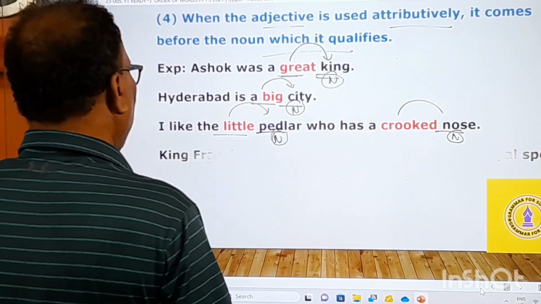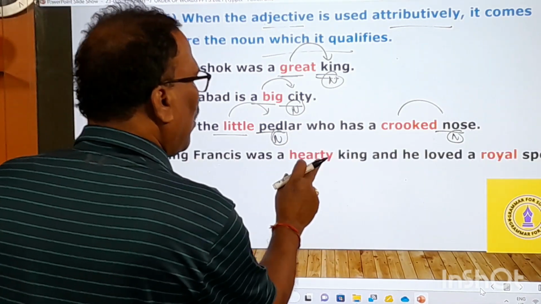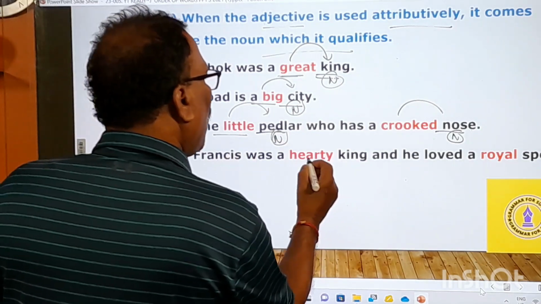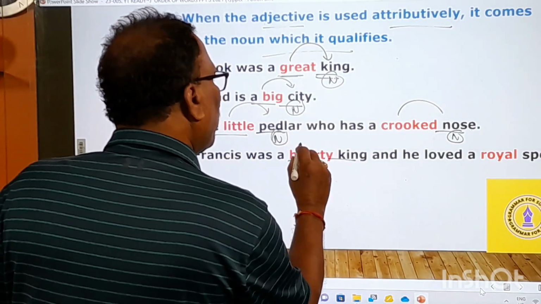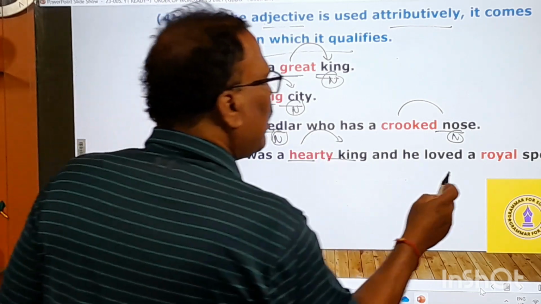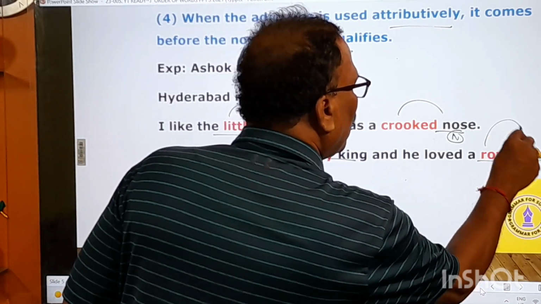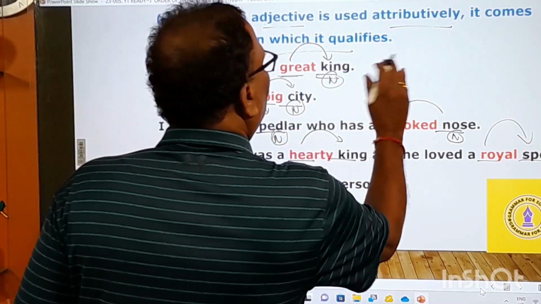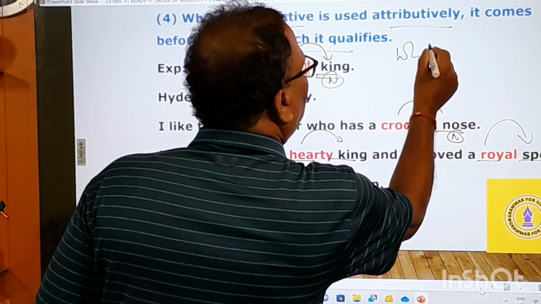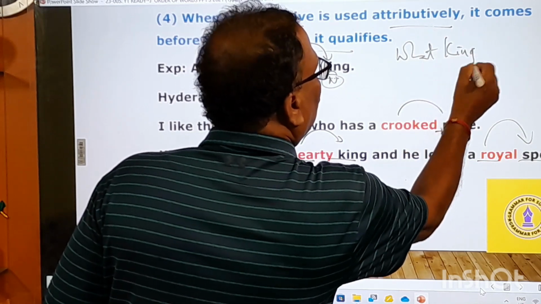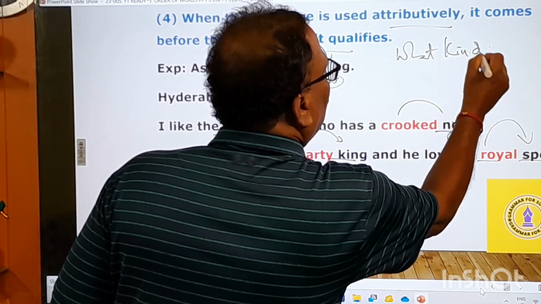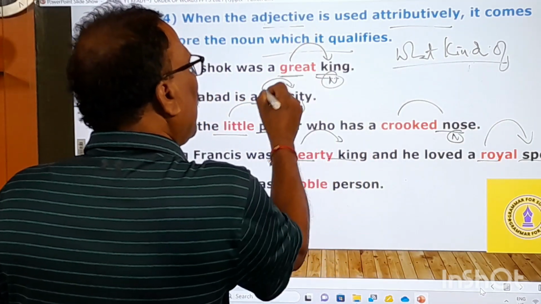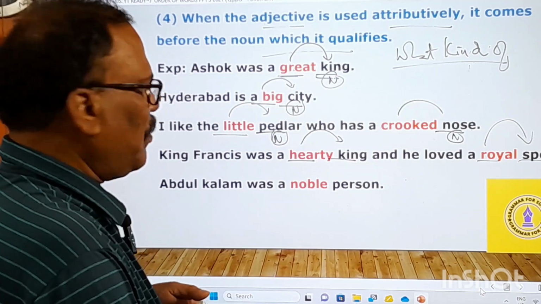And here, King Francis was a haughty king and he loved a royal sport. King Francis was a haughty king. What kind of king? Haughty king. And he loved a royal sport. What kind of sport? Royal sport. So here, you just question the noun with "what kind of". If you question the noun with "what kind of", then you get the adjective. The answer is the adjective.